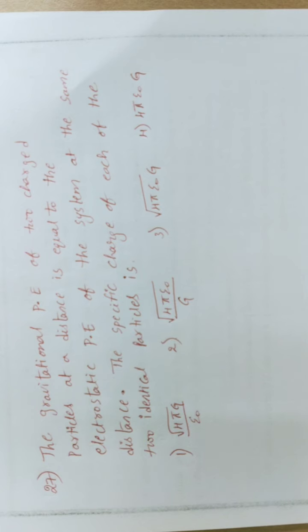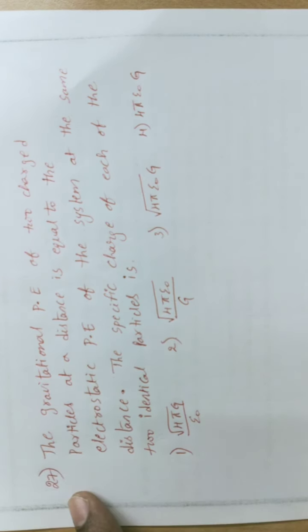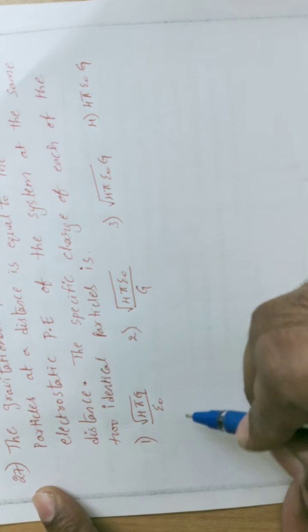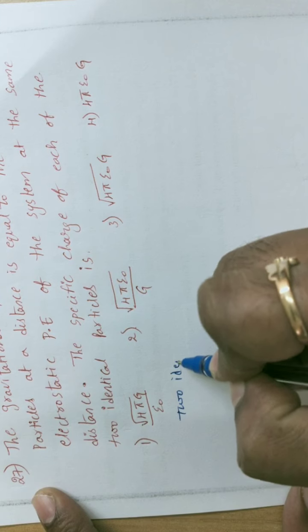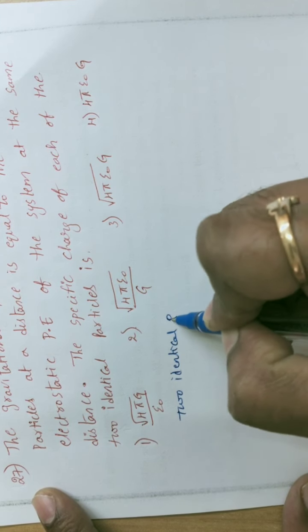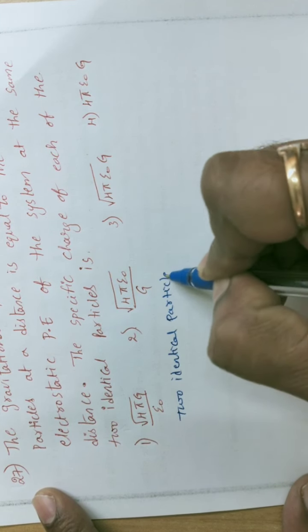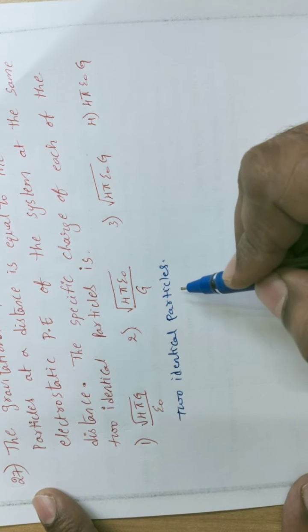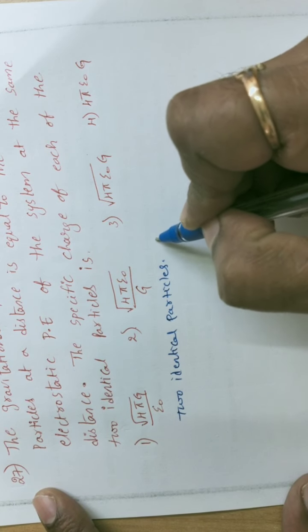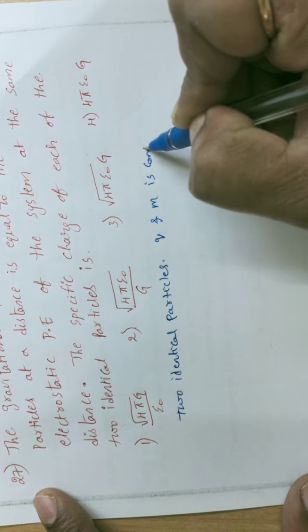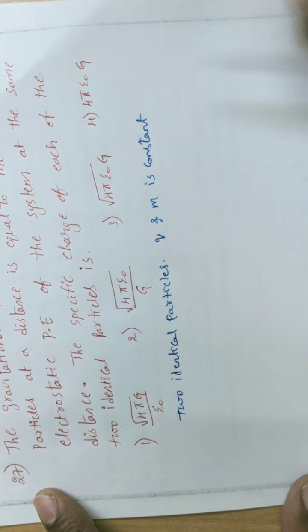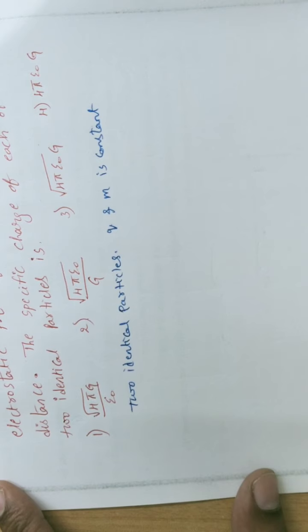So what is the specific charge of the two identical particles? Two identical particles are mentioned, so therefore charge and mass remain constant. So q and m are taken as constant. The question expects the specific charge of each particle.